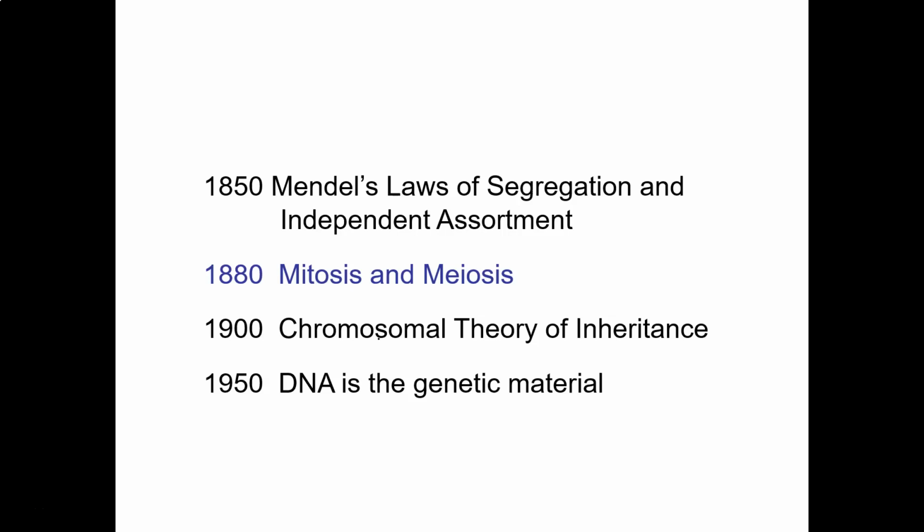And we talked about how that was first really strongly supported by the work of Thomas Hunt Morgan working with fruit flies. Notice that it took about 50 years from the chromosomal theory to the determination that it is DNA that is the genetic material. That's quite a number of years to go from the idea that the chromosomes contain the genetic material to identifying DNA as the material.